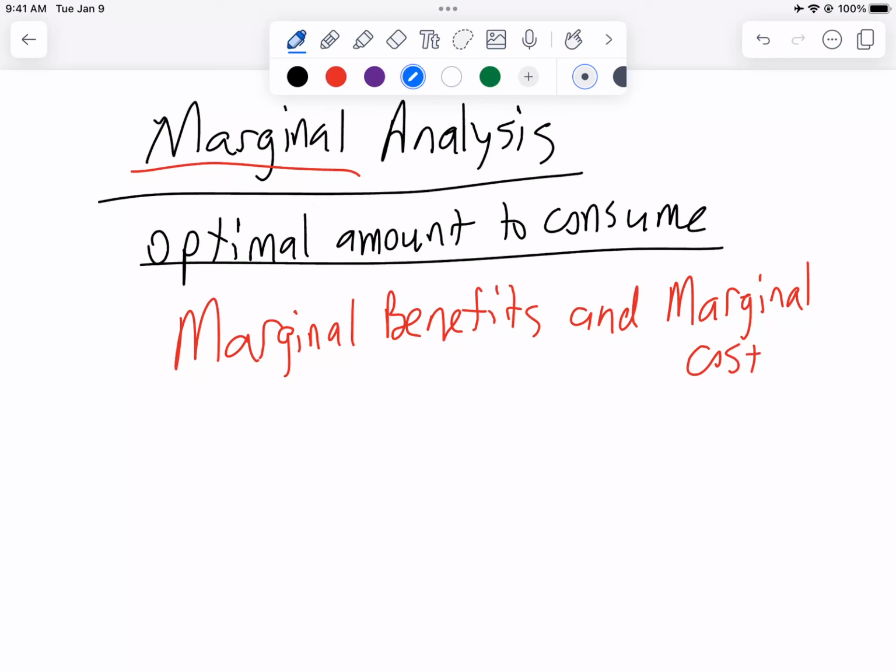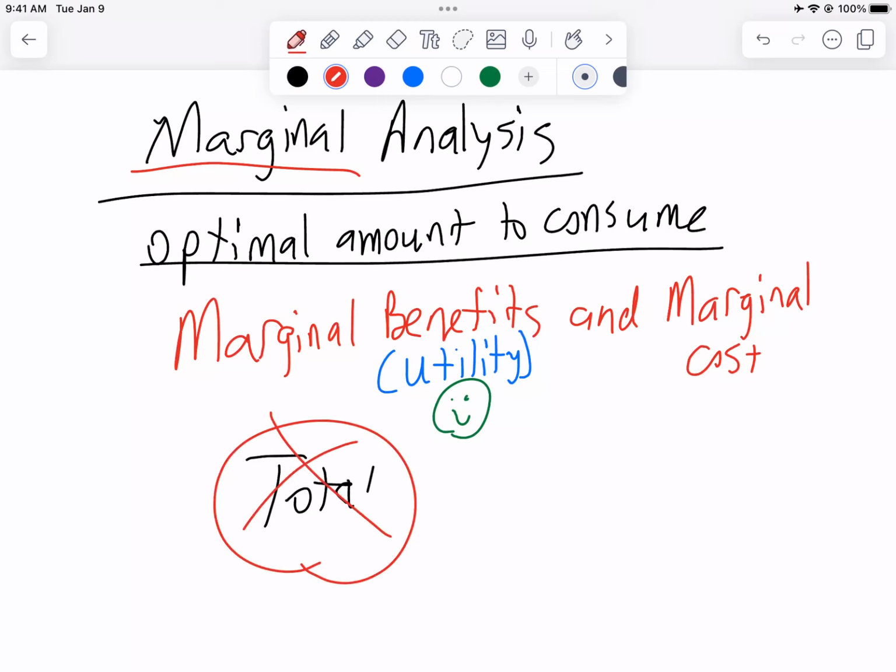Sometimes instead of benefits, we'll use utility, but it has the same effect. Remember, utility is just like your satisfaction or your smiley faces. It's just how much happier are you going to get because of whatever you're doing. So we don't look at the total. Okay, we're not looking at the total, although it looks like we should, right? Like if my total happiness is more than my total cost, I'm going to keep consuming. But that's not really the case.